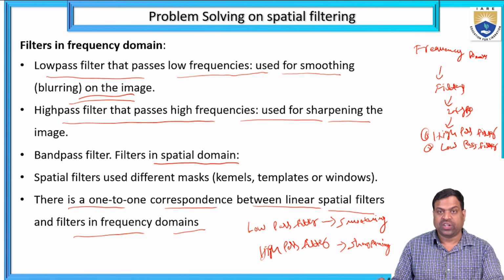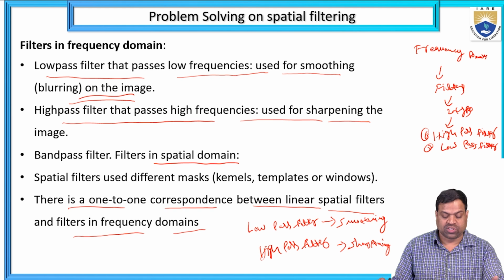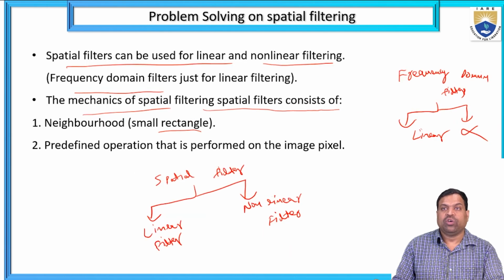Spatial filters use different masks, that is a kernel, template, or window. These are different types of masks being used. And there is a one-to-one correspondence between the linear spatial filter and the filter in the frequency domain. When I'm going for the spatial filter, it can be used as linear and non-linear. But in the frequency domain filter, only linear filter is possible.